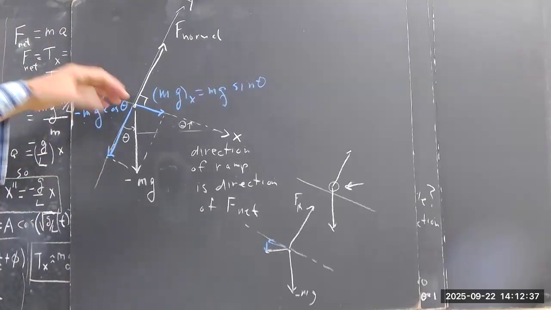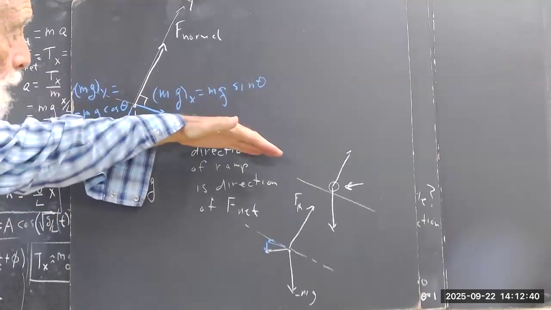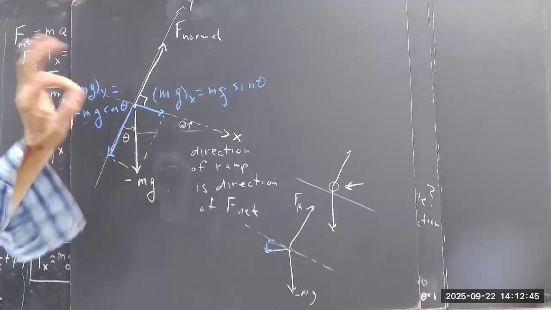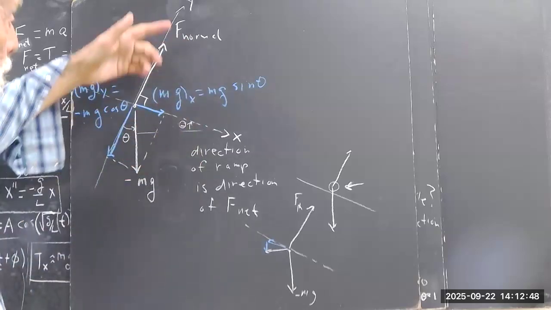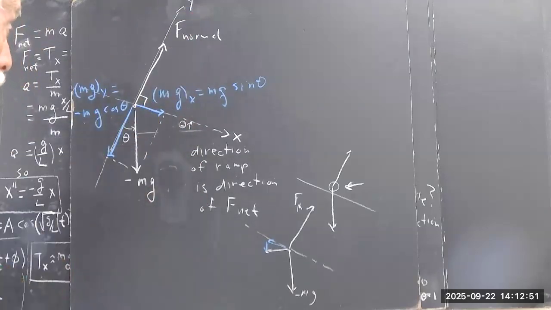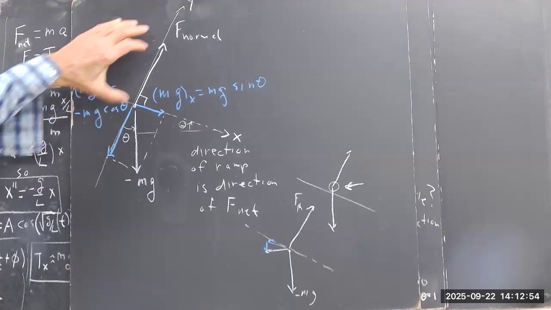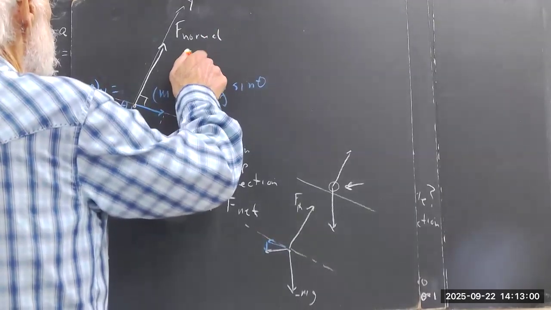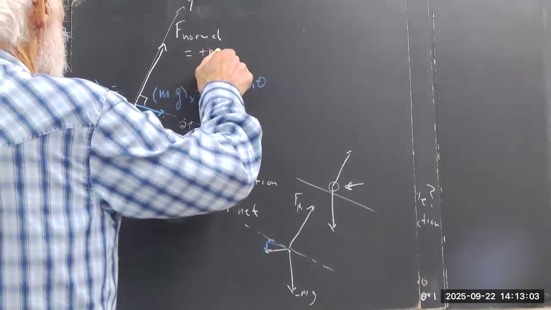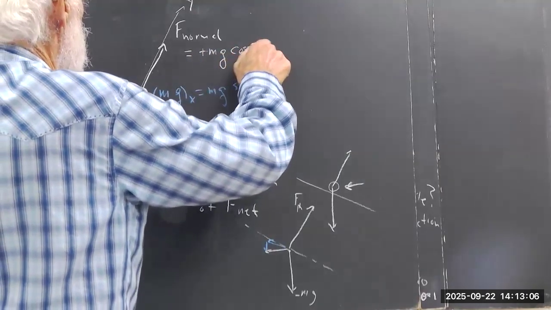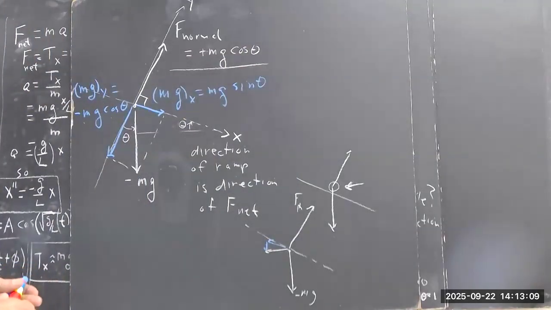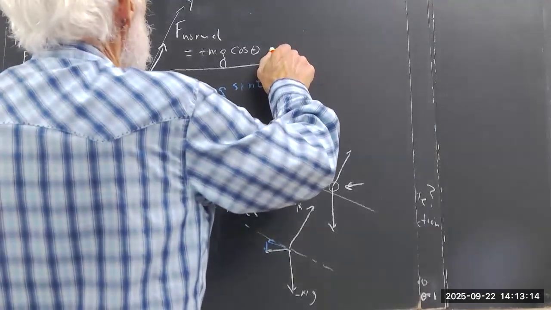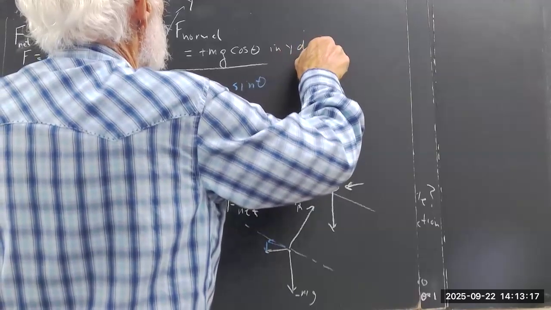Then, since we're constrained to accelerate along the x-axis, the net force perpendicular to the x-axis has to be zero, otherwise we'd be accelerating away from the x-axis this way, or away from the x-axis this way. These two forces are equal and opposite. It follows that F normal is plus mg cosine theta. And it's in the y direction.